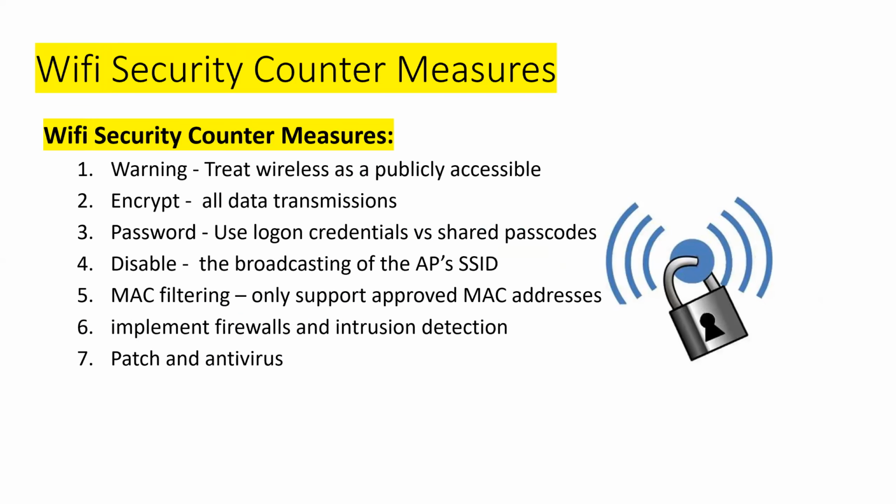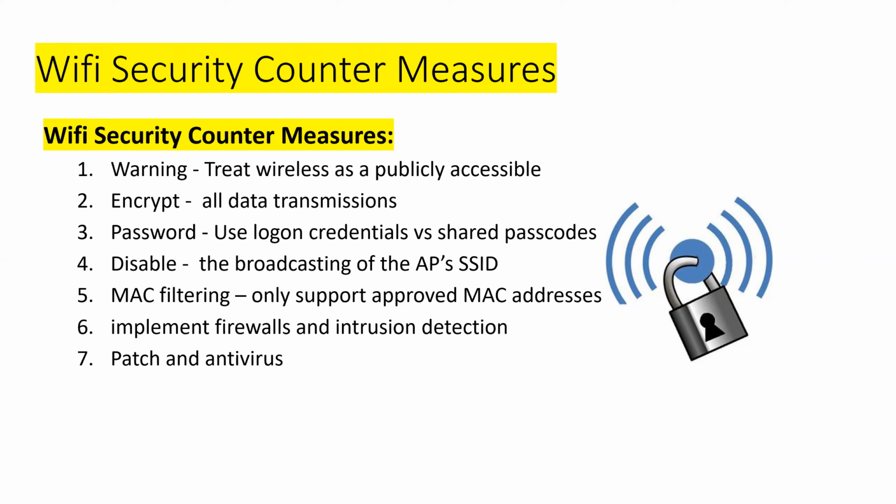Okay. The countermeasures. First, be aware and be warned that when you go to Wi-Fi, it could be public. Treat it like a publicly accessible network. Therefore, encrypt all your data transmissions. Use encryption. Use a VPN. Use strong passwords, and even getting on the access point, make sure the access point is asking for a password.